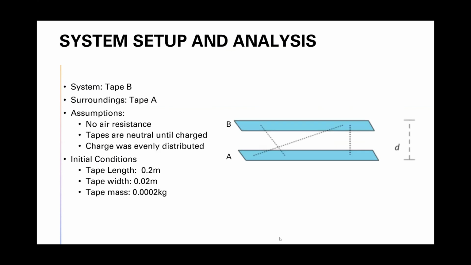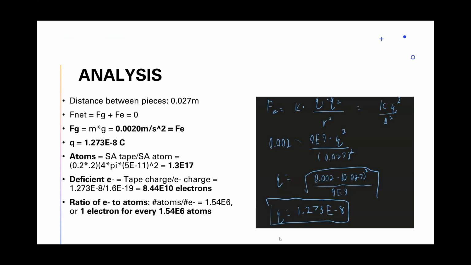The system setup and analysis are largely the same also. The system is tape B, the surroundings are tape A. Our assumptions are there's no air resistance, the tapes are neutral until charged, and the charge was evenly distributed across the tapes, and the initial conditions are the same. Here's our analysis from lab 1. If you want to go over it, I'm going to skip it.